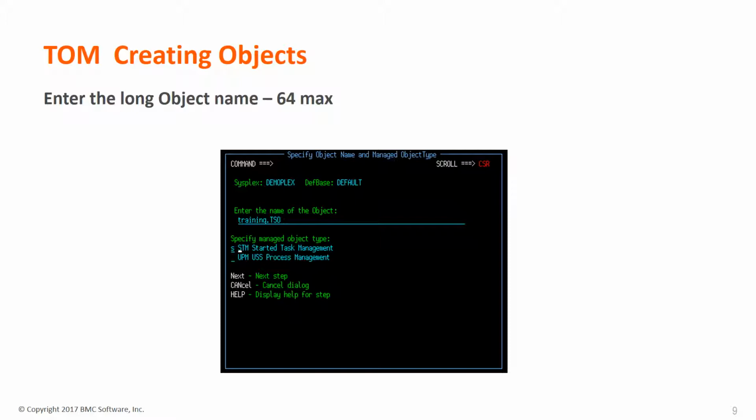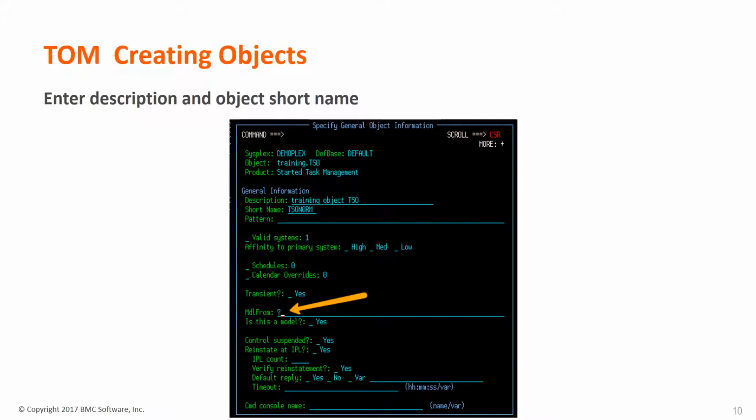TOM's going to pop up a window like this. Here we will specify the name of the object. In this case, we're calling it training.tso. Since it's a started task, we're going to select the STM option. Here we can specify the general information for the object we've defined to TOM.